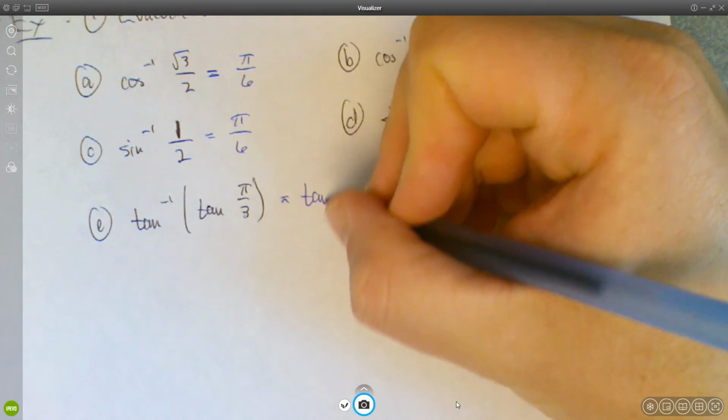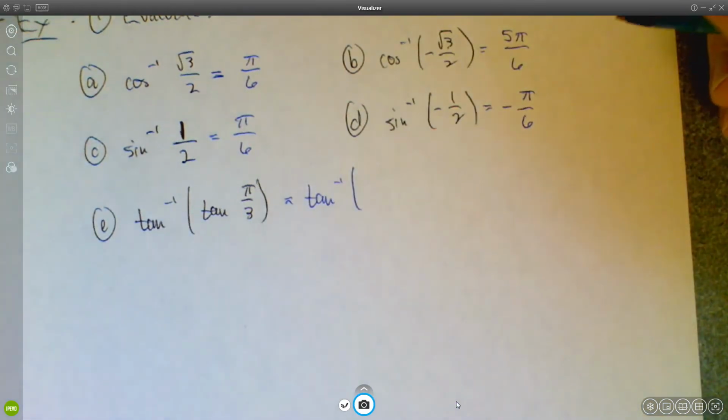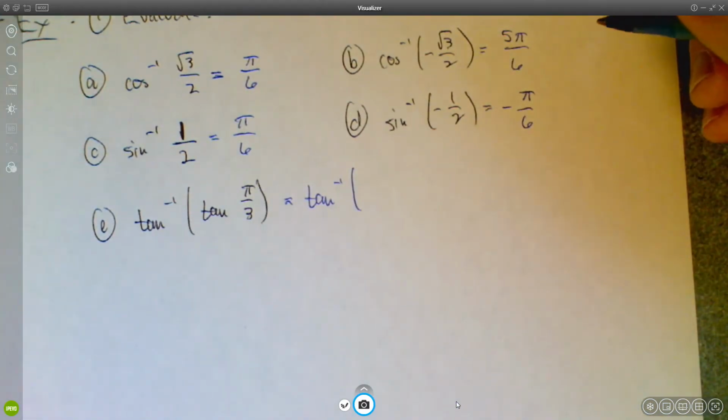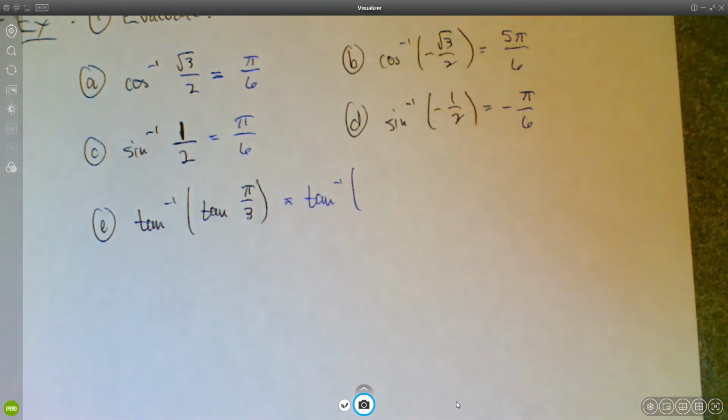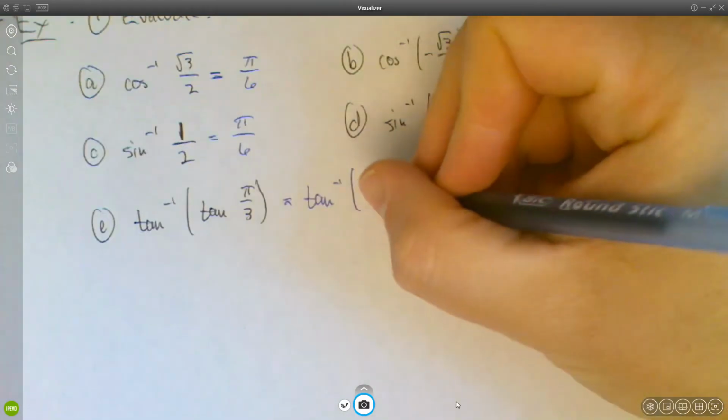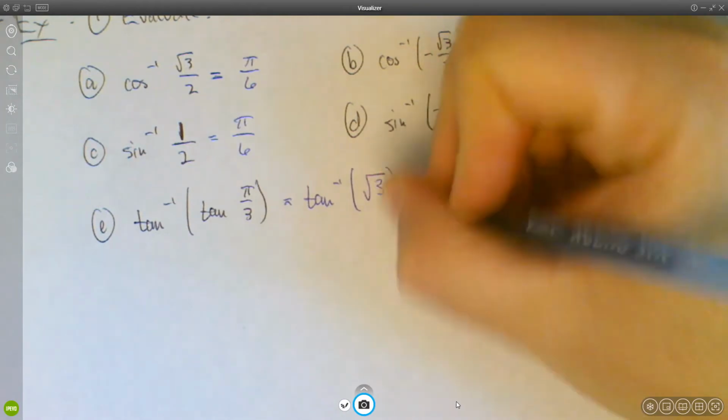I'm just going to do this one piece at a time. So tangent of pi over 3, let's see. That's sine of pi over 3 over cosine of pi over 3. Sine of pi over 3 is root 3 over 2. Cosine of pi over 3 is 1/2. So that's just going to be root 3. So this is tangent inverse of root 3.